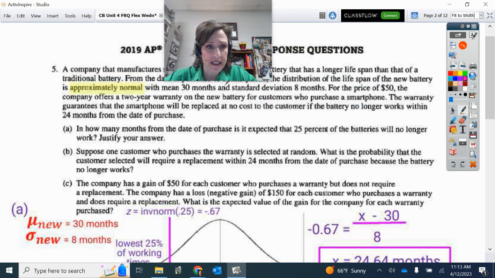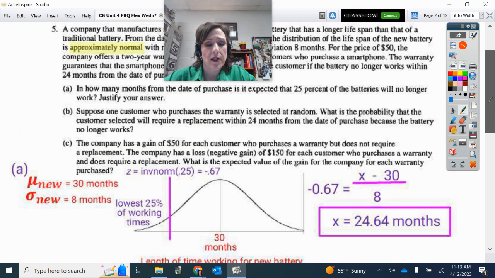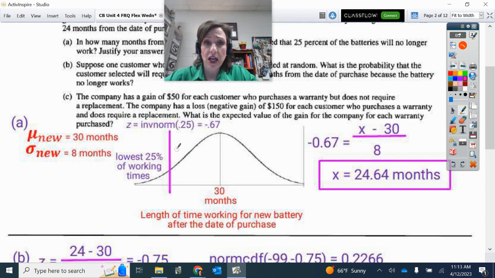All right. So the first question being, in how many months from the date of purchase is it expected that 25% of the batteries will no longer work? And we're going to justify your answer. So let's see. A couple things that were needed for this problem. You had to indicate normal model and that you had a mean of 30 and a standard deviation of 8. We'll take a look at what gives credit for indicating those things in a minute.